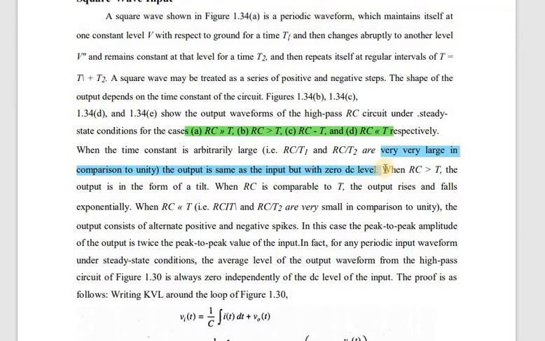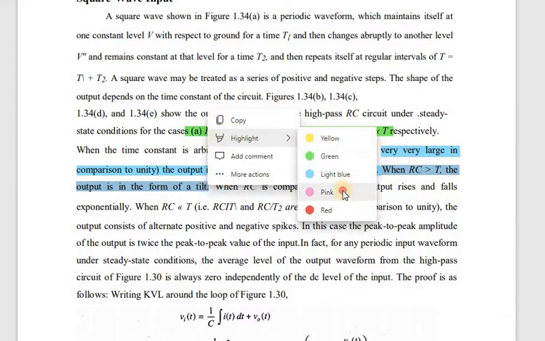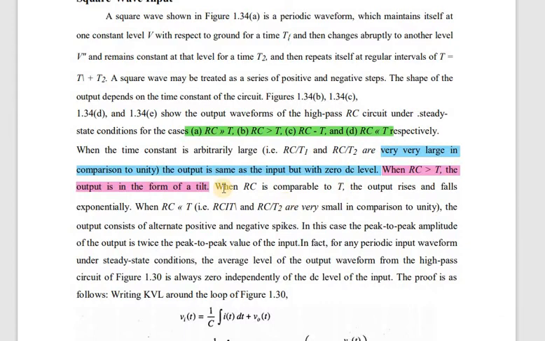Now when RC is only greater than T, the output will have some form of tilt which will be comparable to T. I'll give it in one more color. Now RC is comparable to T, the output falls and rises exponentially.